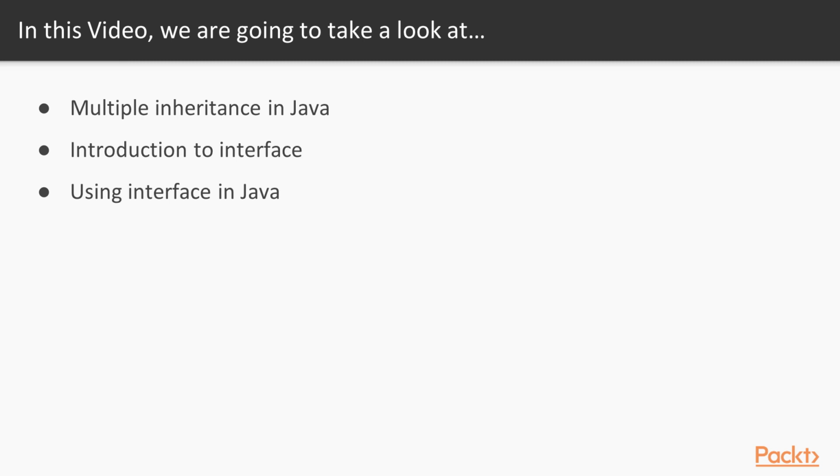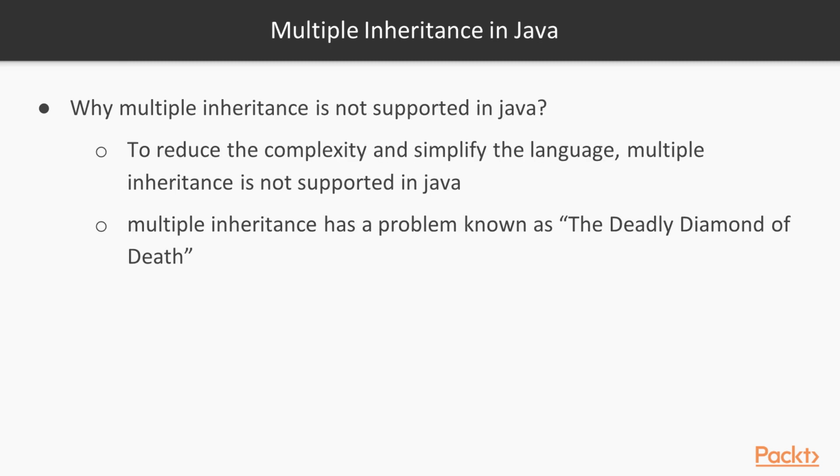In this video, we are going to take a quick look at multiple inheritance in Java, an introduction to interface, and using interface in Java. What are the core parts, and how is interface going to help us out? Let me give you a quick recall of what we had learned in section 3, inheritance. Why was multiple inheritance missing, or why is multiple inheritance not supported in Java? That is the biggest question.